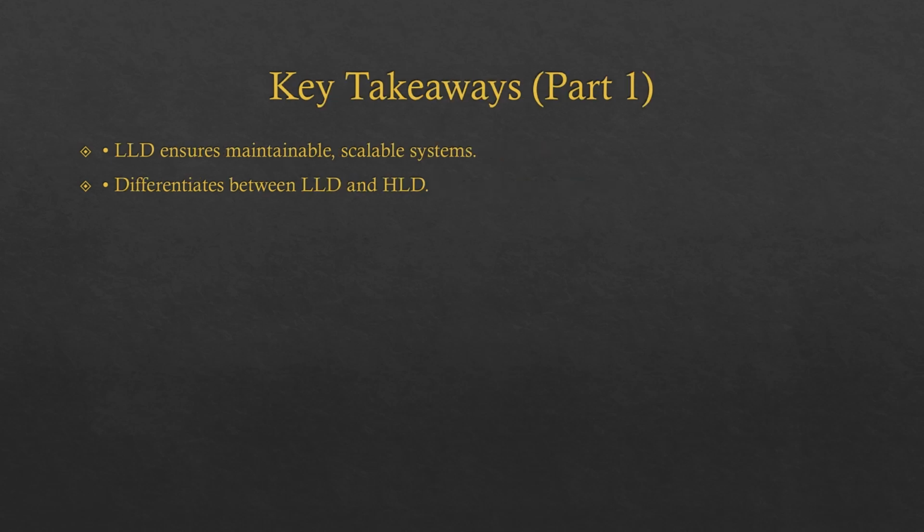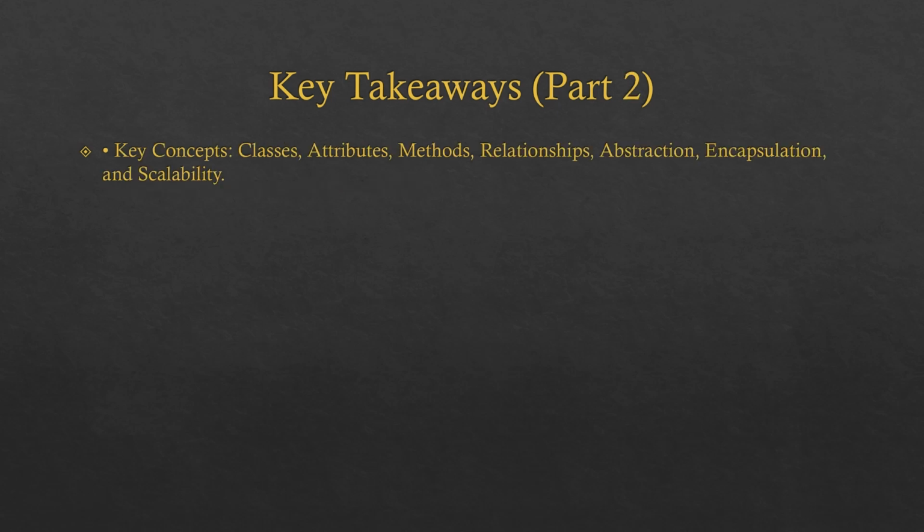To recap, low-level design is a critical part of software development. It ensures that systems are maintainable and scalable, and it clarifies the specific details of how each component should work. Remember, LLD helps bridge the gap between high-level design and actual implementation. It focuses on the fine details like classes, attributes, methods, and relationships, ensuring the system can be easily maintained and extended.